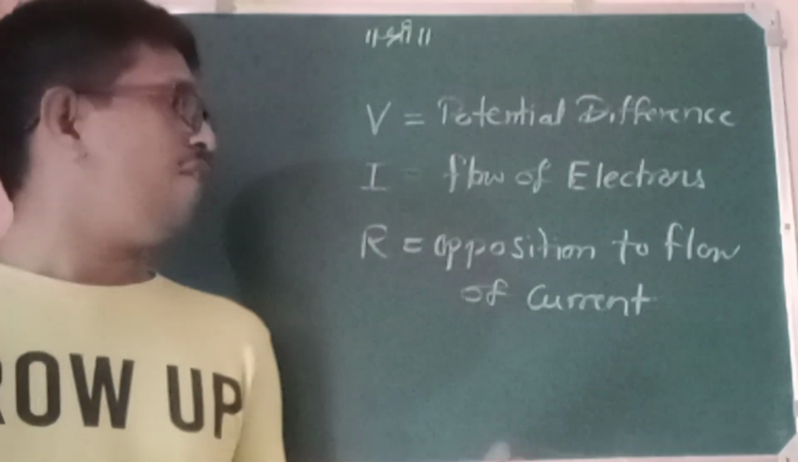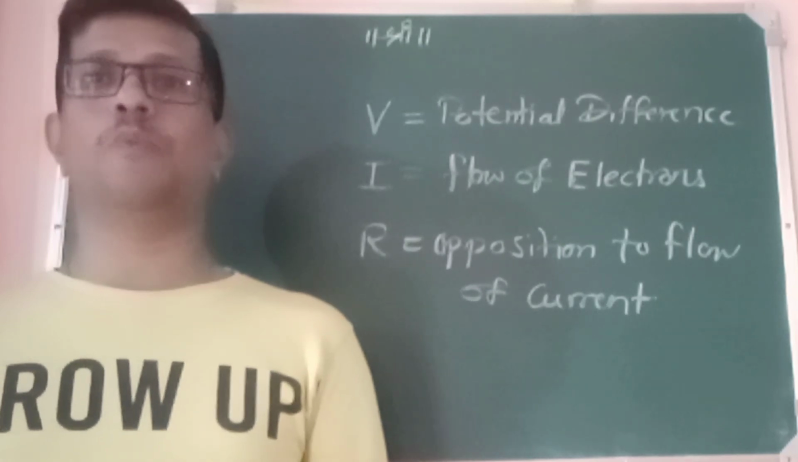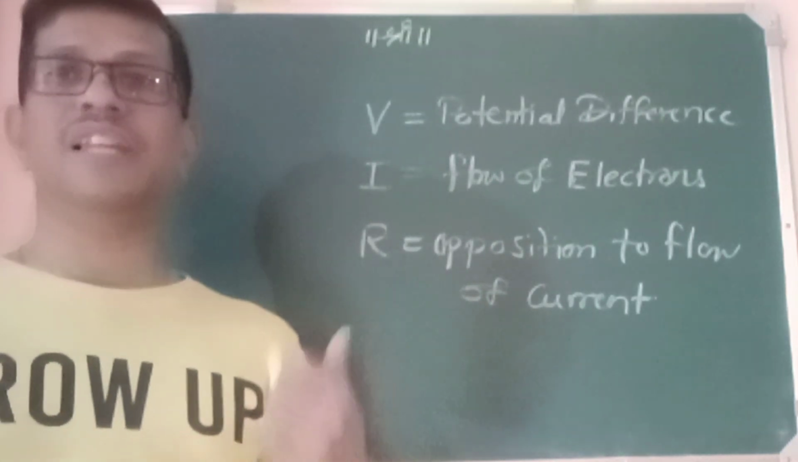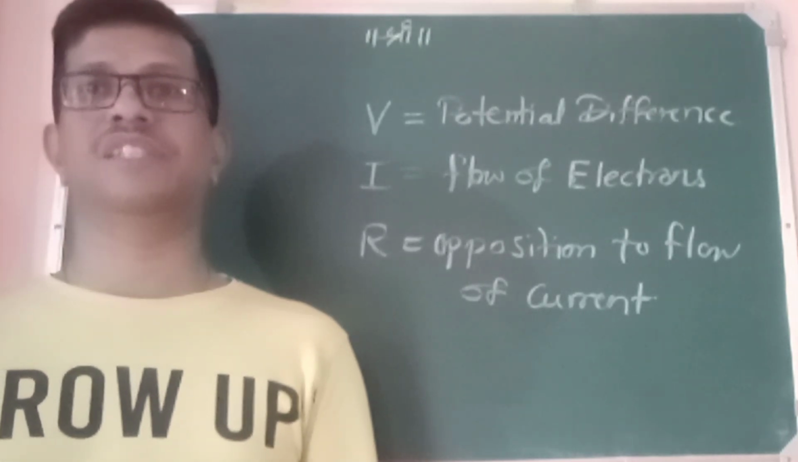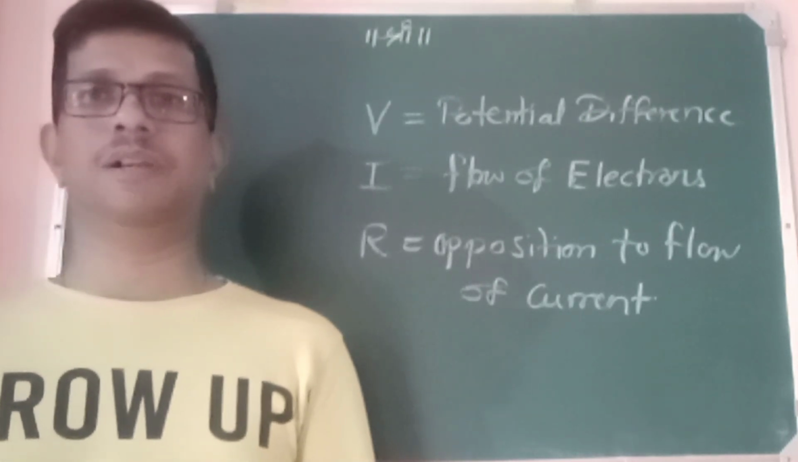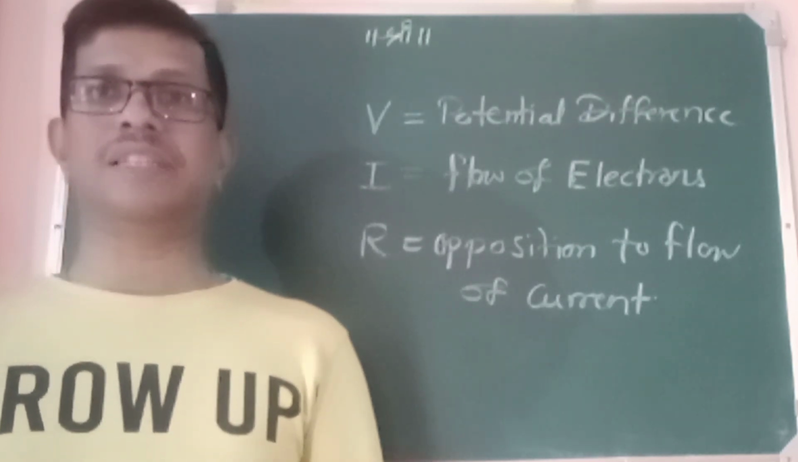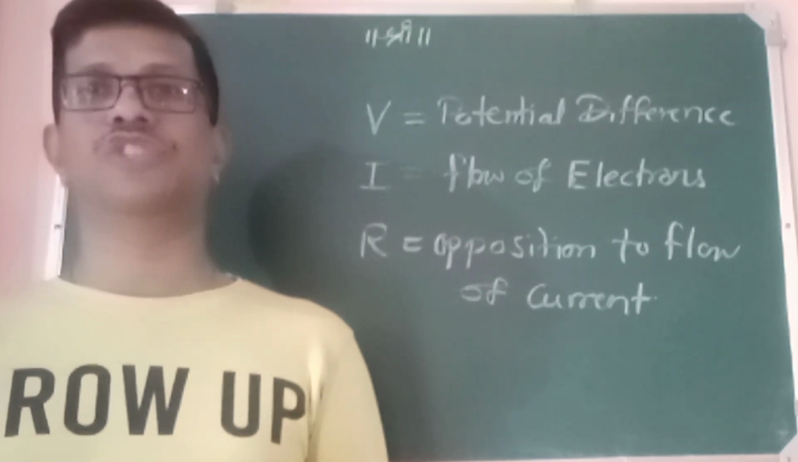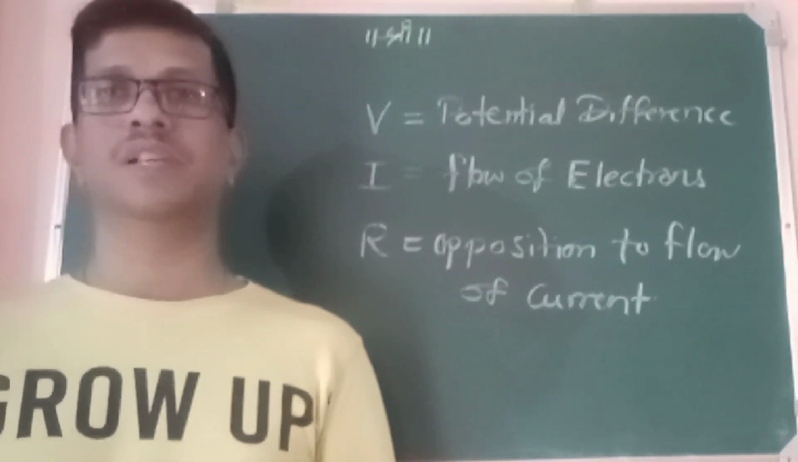And third, whenever there is a conductor with current flowing through it, it faces some opposition. This opposition is nothing but the resistance of that conductor. So voltage, current and resistance. Resistance is nothing but the opposition to the flow of current. Current is nothing but the flow of electrons, and if there is a voltage difference, a potential difference, only then does this current flow in a circuit.